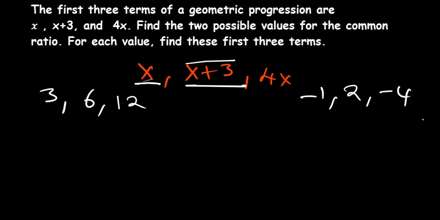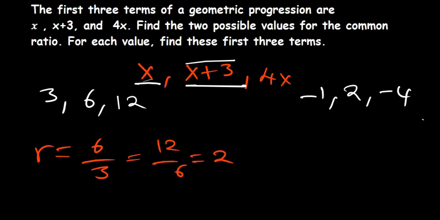Now what are the common ratios? The common ratio here is 6 over 3, which is also 12 over 6, so it's 2. For the other case, the common ratio is 2 over negative 1, which is also negative 4 divided by 2, which is equal to negative 2. Negative 2 for the other case.